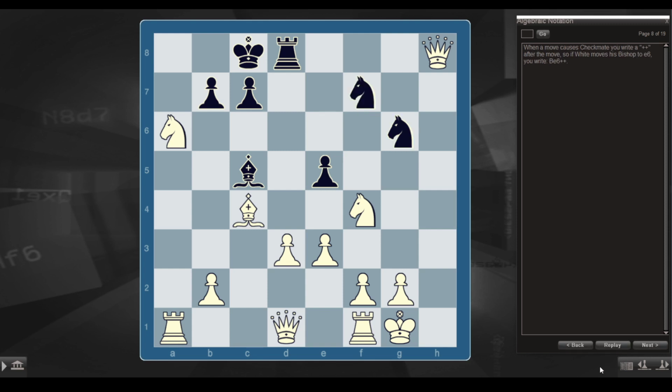When a move causes checkmate, you write a plus after the move. So if white moves his bishop to E6, you write capital B, E6, plus.